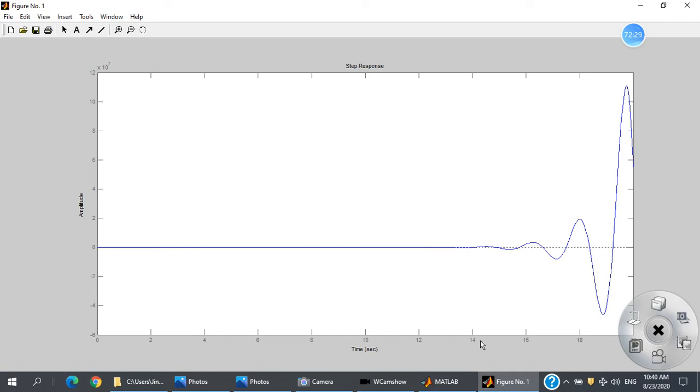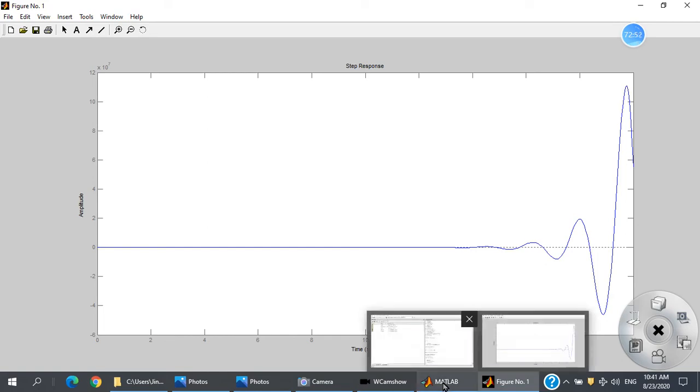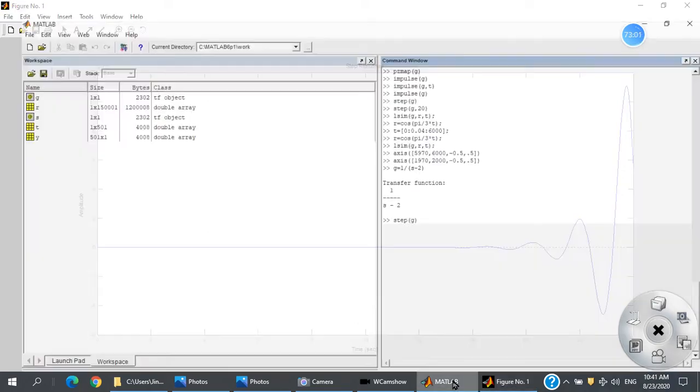Until time goes to like 14 seconds, you can see it's up and down, up and down. You know, when time grows, the amplitude also grows. So when time goes to infinite, this amplitude will go to infinite. Yeah, this is unstable. We call this the unstable case. All right, so these are the several responses, right?